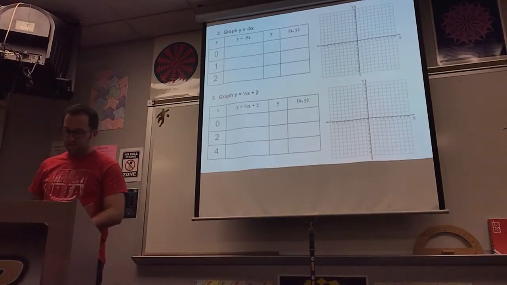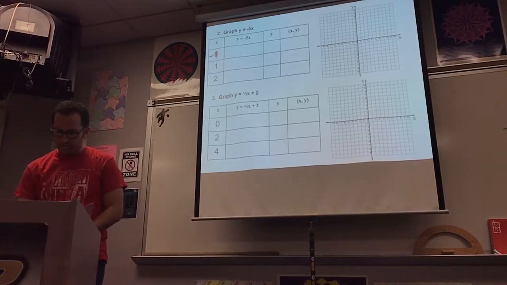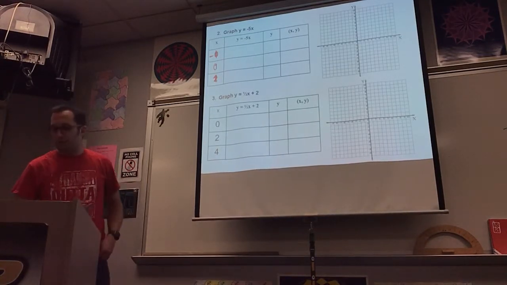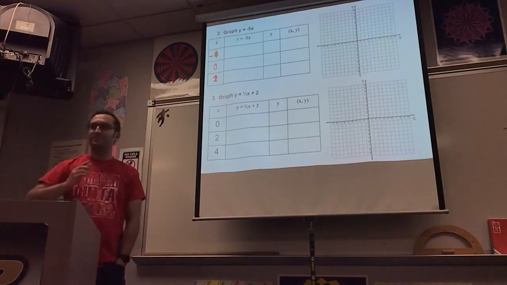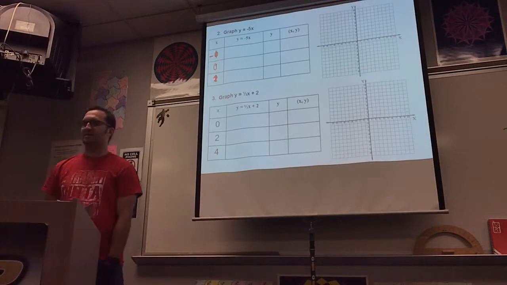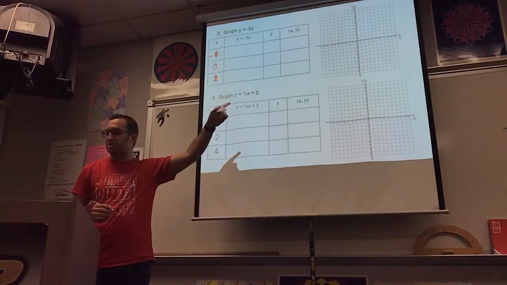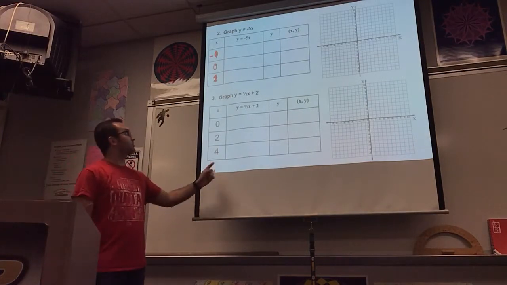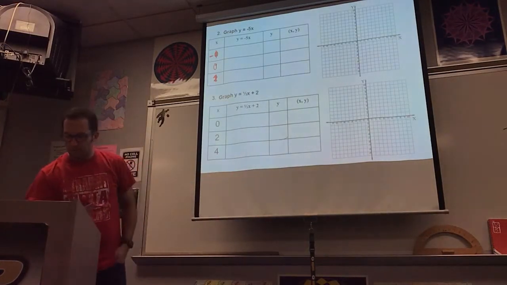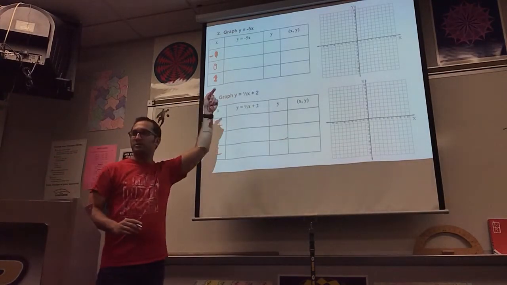Now I think I changed these numbers as well. Yeah, negative 1, 0, and 1. And then on number 3, what did I change them to? No, negative 2, 0, 2. Why on number 3, and you guys are going to do these in just a second, did I change it to negative 2, 0, and 2, rather than negative 1, 0, and 1?